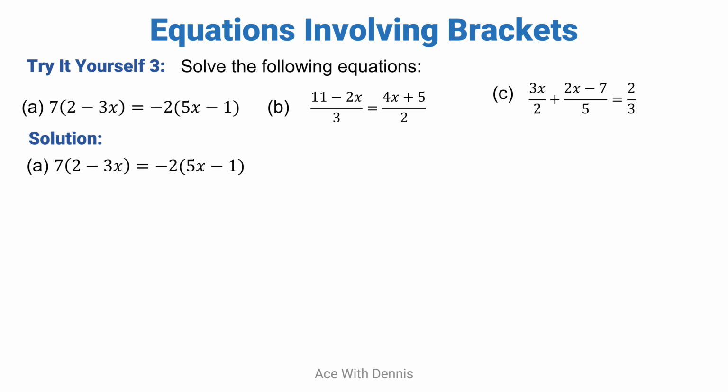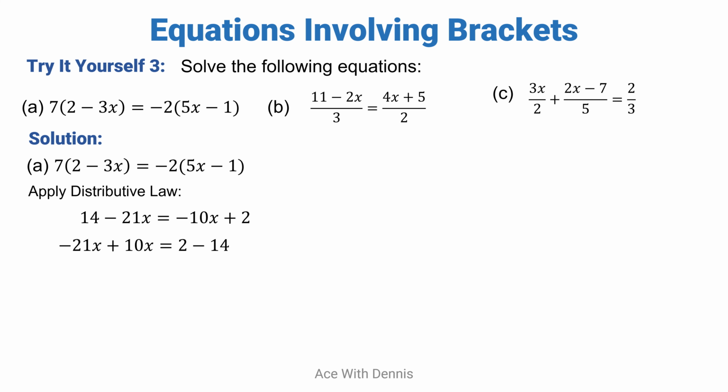Alright, here's the solution. For A, 7 times (2 minus 3x) equals negative 2 times (5x minus 1). We apply the distributive law. 7 times 2 is 14. 7 times negative 3x is negative 21x. On the right side, negative 2 times 5x is negative 10x. Negative 2 times negative 1, we get positive 2. So the equation is 14 minus 21x equals negative 10x plus 2. Now move the negative 10x to the left side, becomes plus 10x. Move the 14 to the right side, becomes minus 14. Then negative 11x equals negative 12. Hence x is negative 12 over negative 11, which is 1 and 1 over 11.